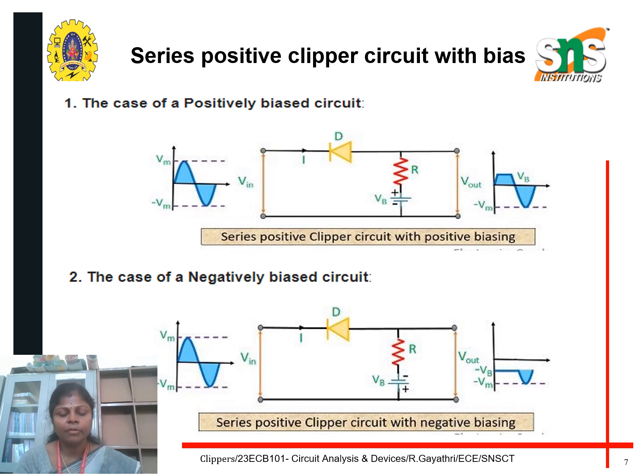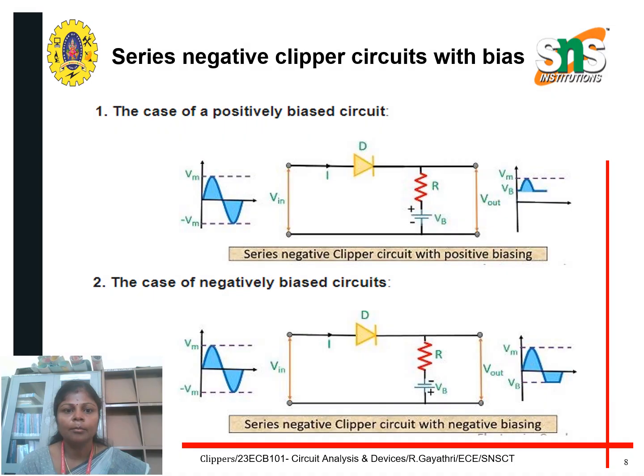In the case of the negatively biased circuit, in addition to the series positive clipper, a negative bias input is given. When we are giving the negatively biased voltage, the negative half portion, up to the bias voltage value, will be clipped off, and the remaining portion will remain the same as the input signal.